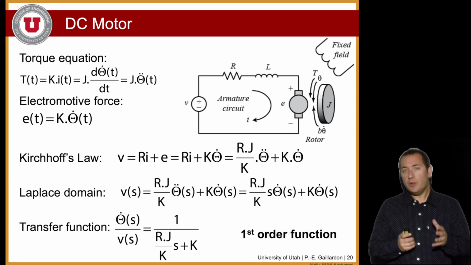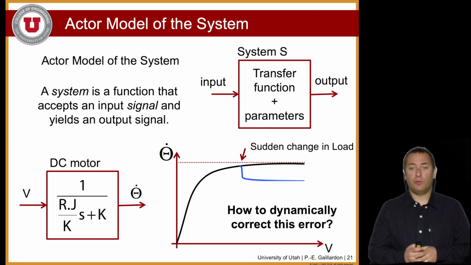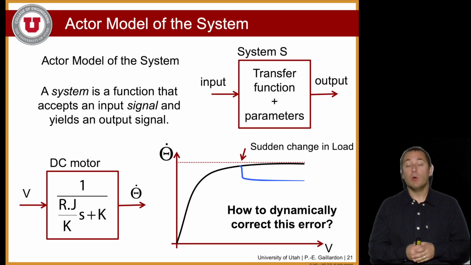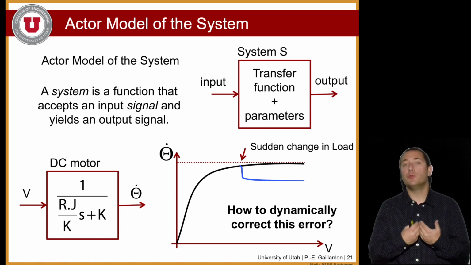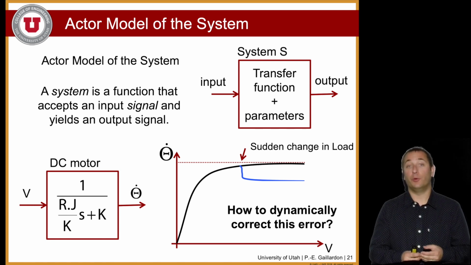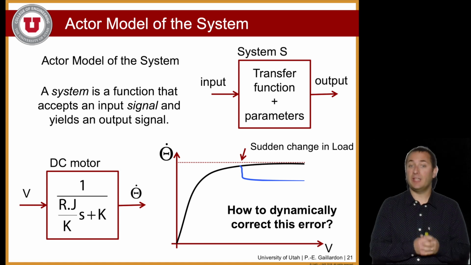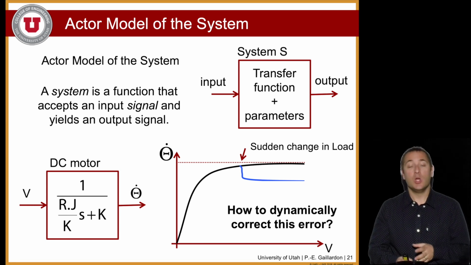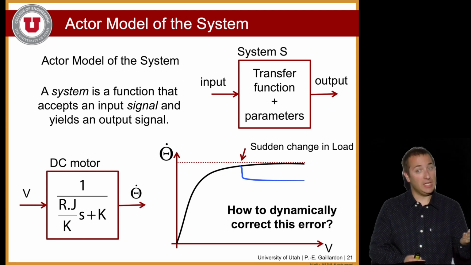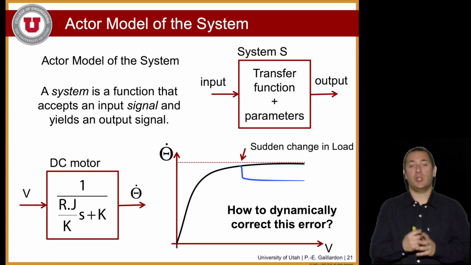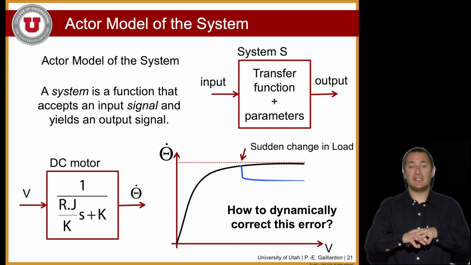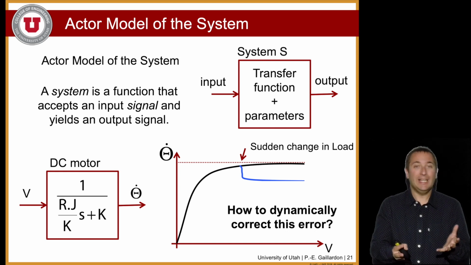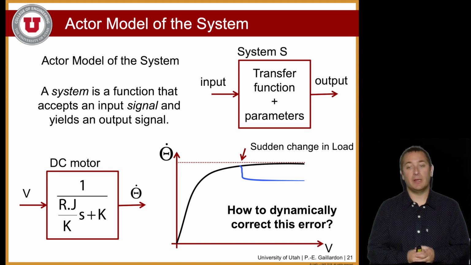So now that we know that our motor behaves as a first order transfer function, we will be able to understand how it will behave and how we can control it further. So from there, I can create an actor model of my system which links my input, V, and my output, theta dot, with my transfer function inside. And that model will fully relate what's going on in my system.